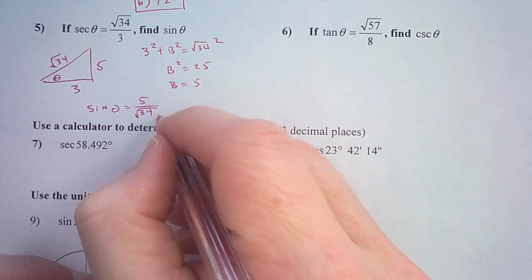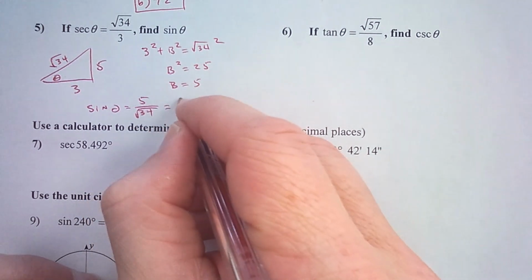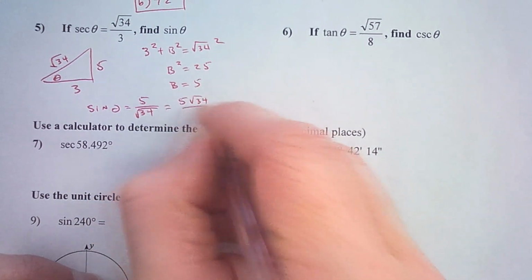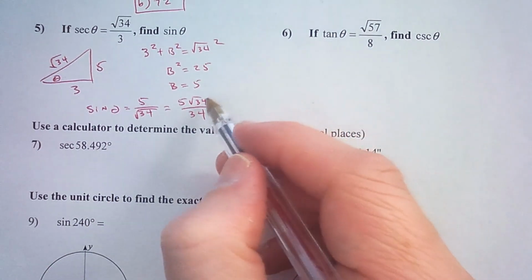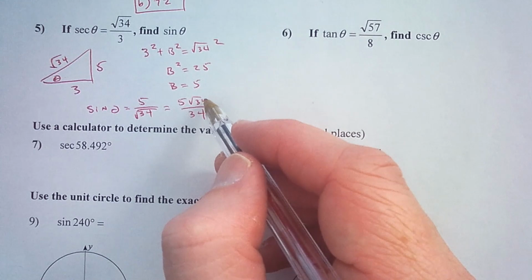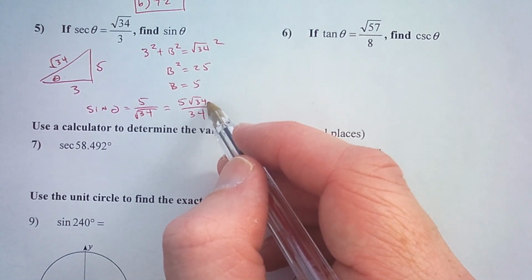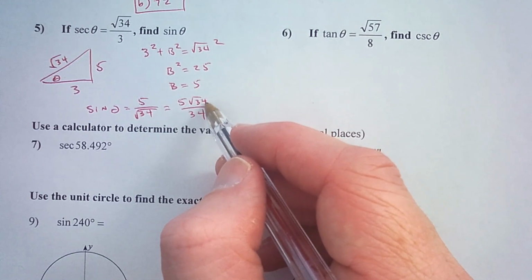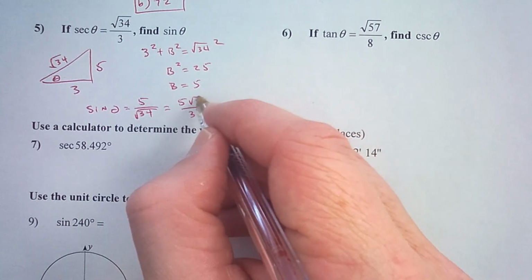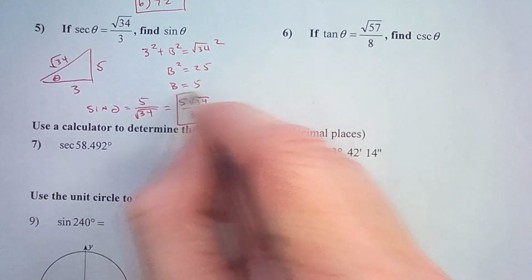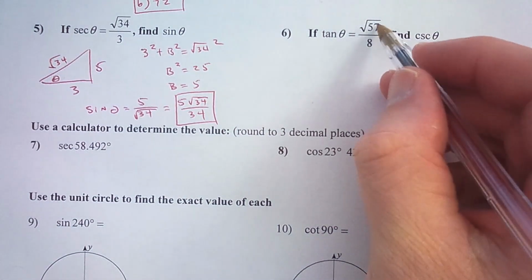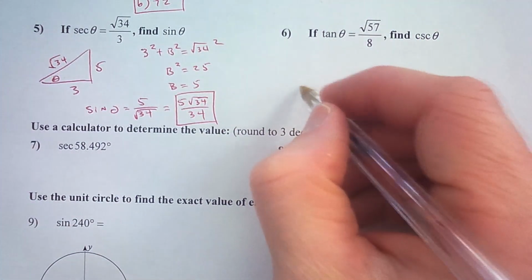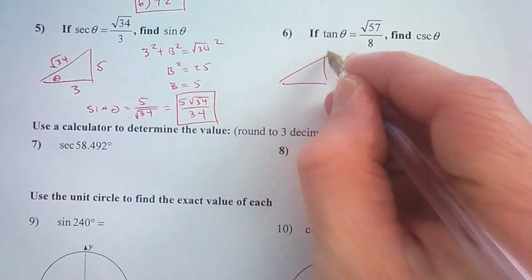Okay, and I need to multiply top and bottom both by the square root of 34, so that's 5 root 34 over 34. The square root of 34, can that be simplified? So that's 17 times 2, and I'm not going to get any square numbers out of that, so this is my final answer. If tangent theta is square root of 57 over 8, so here's our picture.